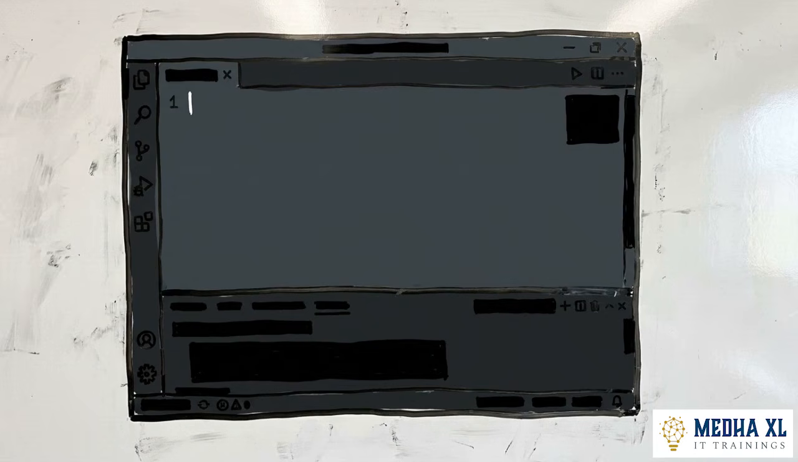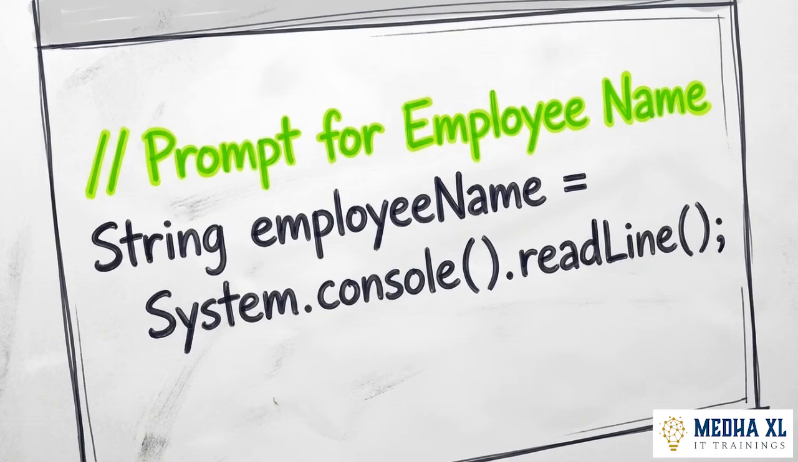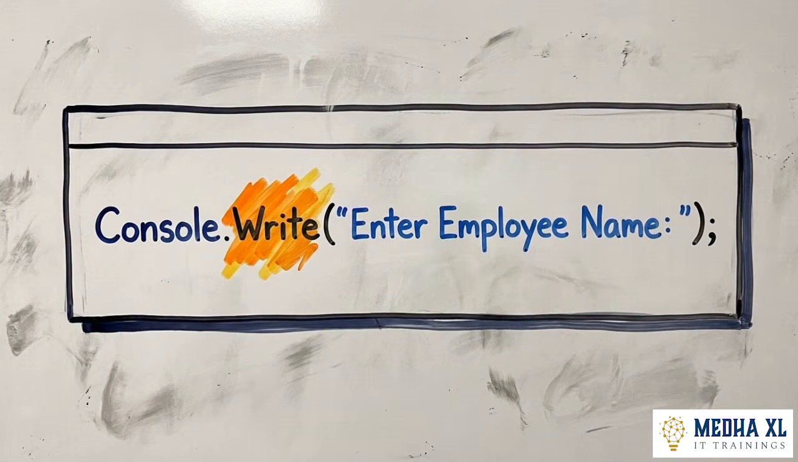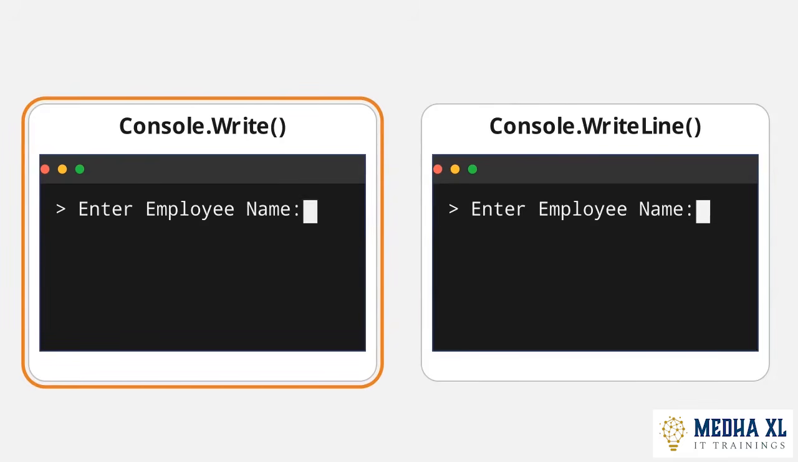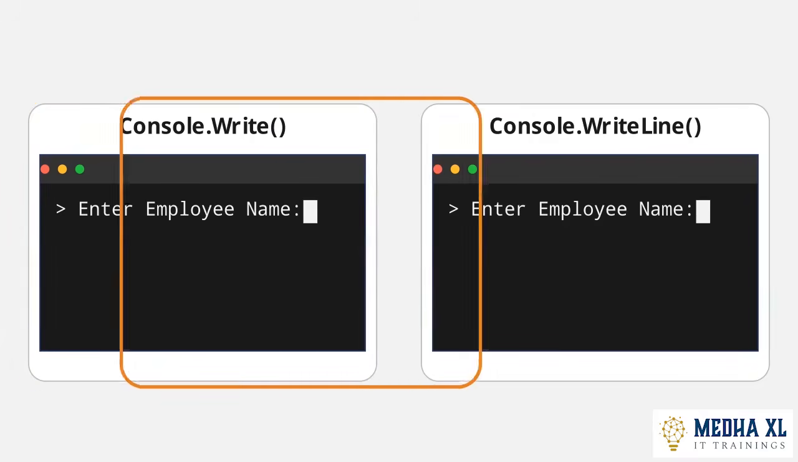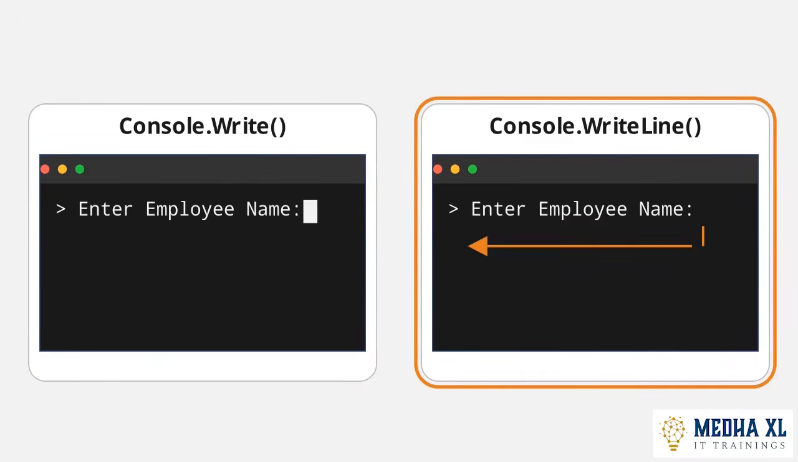Step 1 is setting up our prompt. We need to ask the user to provide the employee's name. To display this request on the screen, we use the Console.Write command. This diagram illustrates why to choose Write over WriteLine for this prompt. Write leaves the blinking typing cursor waiting right at the end of the text on the same line. WriteLine, on the other hand, immediately drops the cursor to the next empty block.